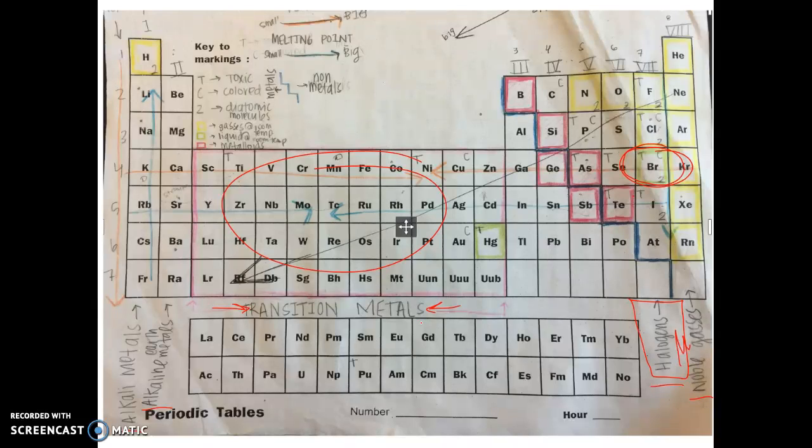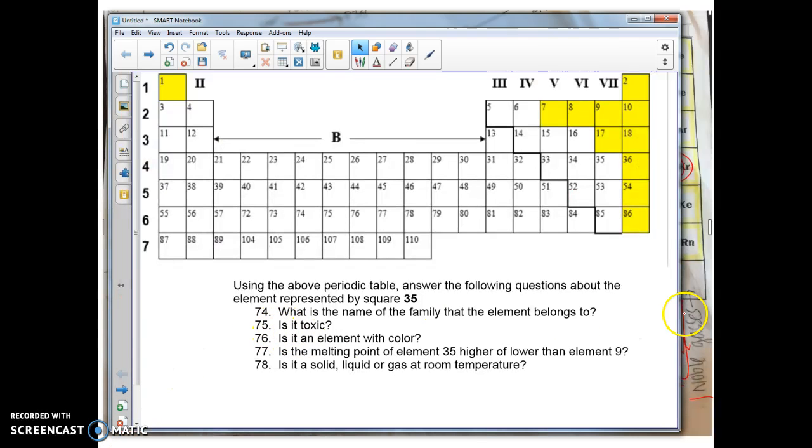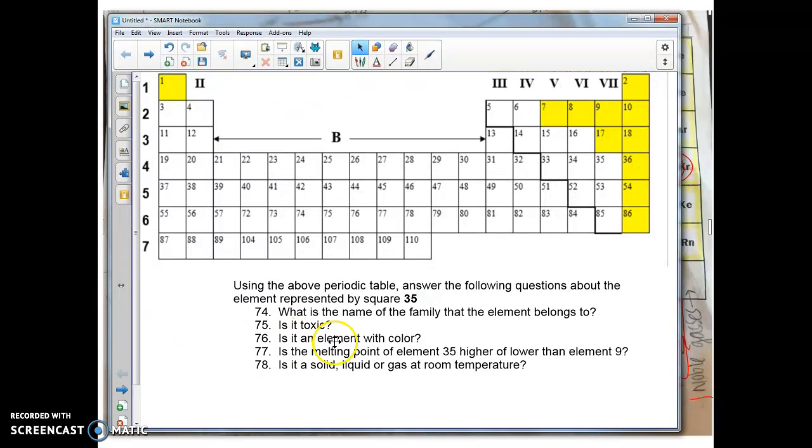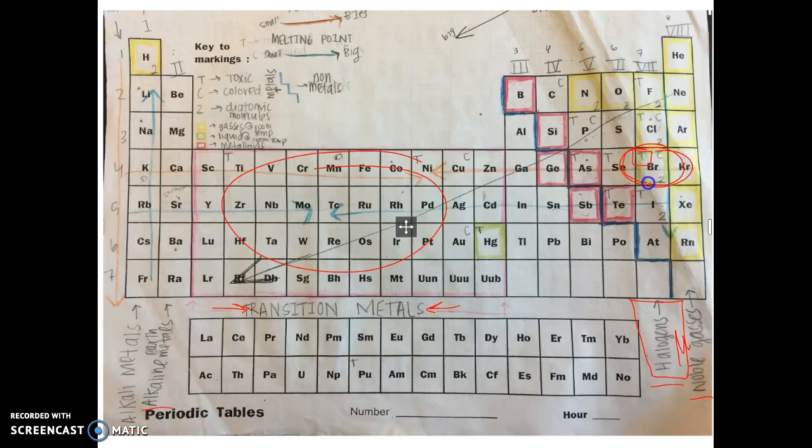All right, so now let's switch back, and now we have number 75. Is it toxic? So we're looking in here to see if there's a little T, and you can notice right there, there definitely is a little T. So the answer to is it toxic would be yes. All right, the next question, is it an element with color? So for color, we're looking for one that has a little C. There is a C in this box, so the answer is yes, it is colored.